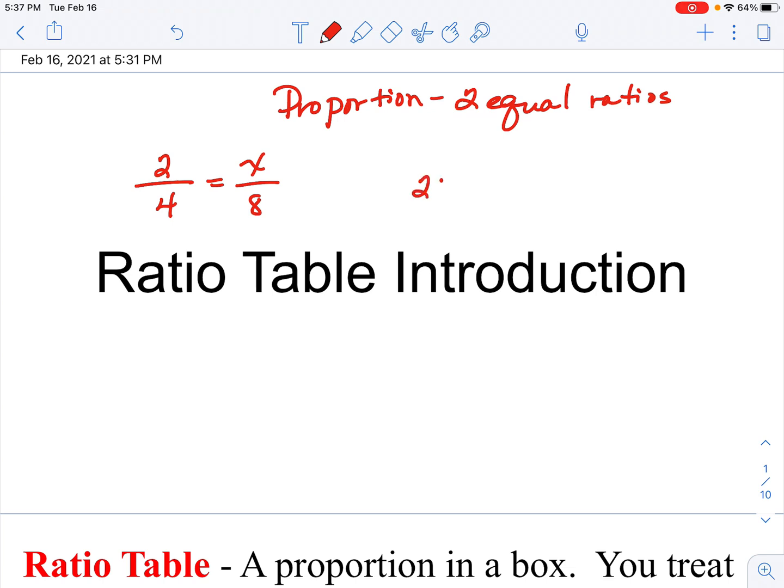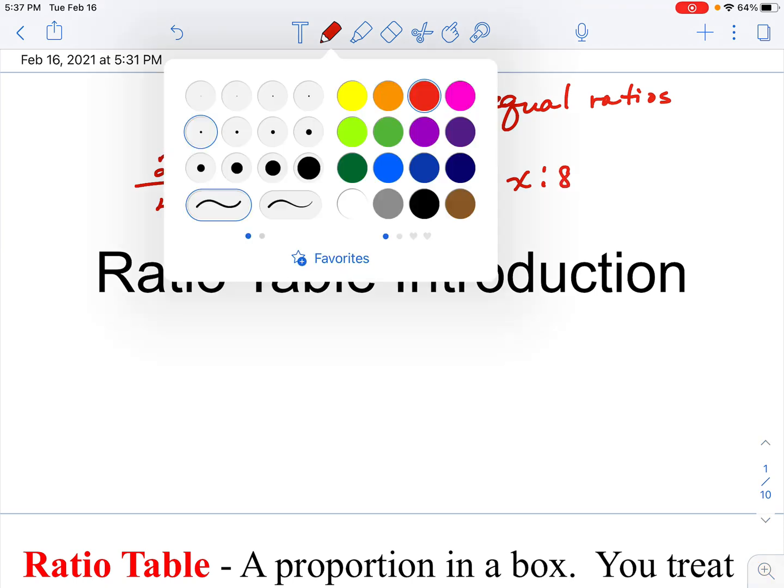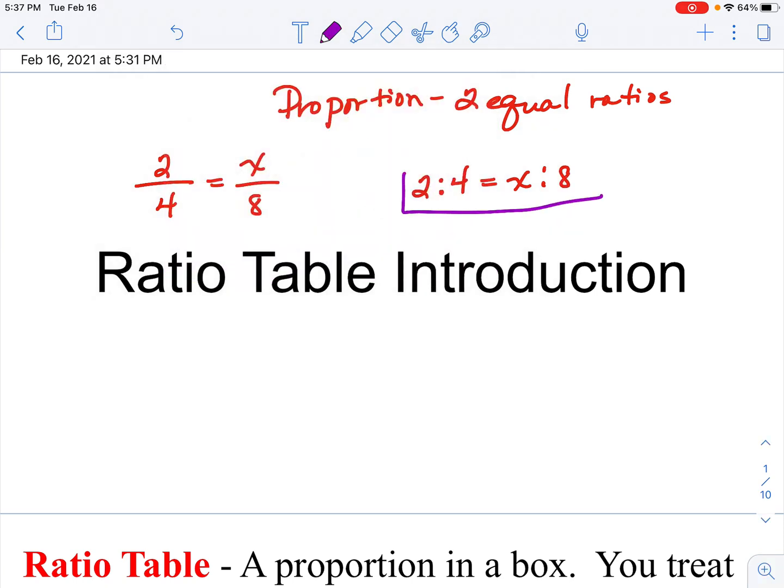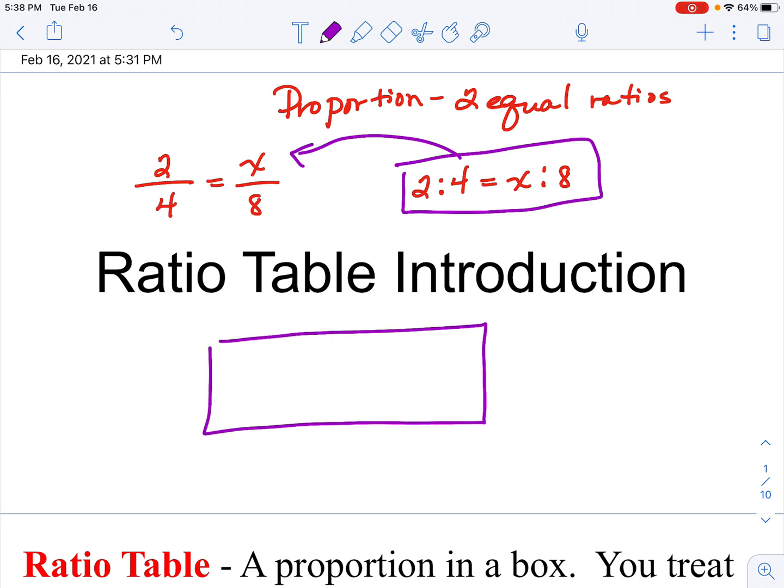Also, it can be written like this. And we've worked with those, and we've said when it's written like this, what we do is just rewrite it like that to solve it. And so a ratio table is just another format of writing a proportion, and it could look something like this.